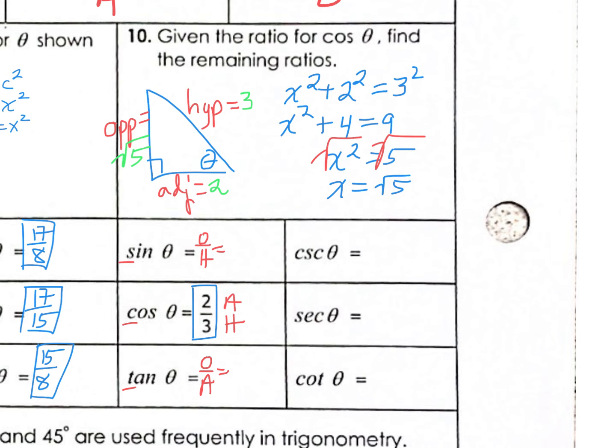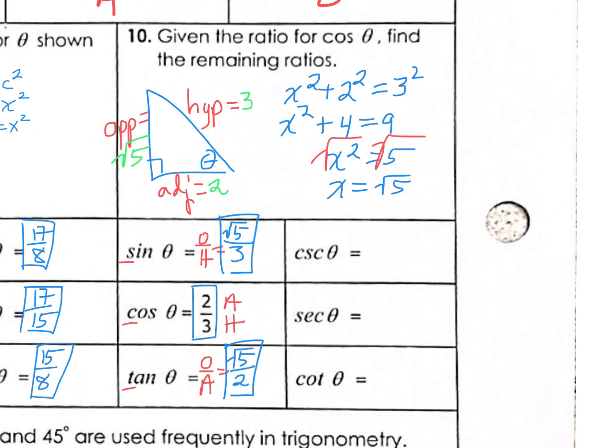And so for sine, opposite is the square root of 5 over the hypotenuse, which is 3. That does not need to be rationalized, so that's fabulous. And then for tangent, opposite is the square root of 5 over adjacent, which is 2. Again, that does not need to be rationalized. So then to get cosecant, secant, and cotangent, we are just going to take the reciprocals of these.